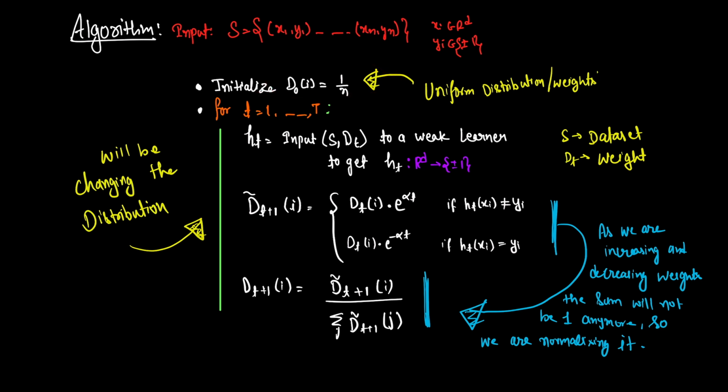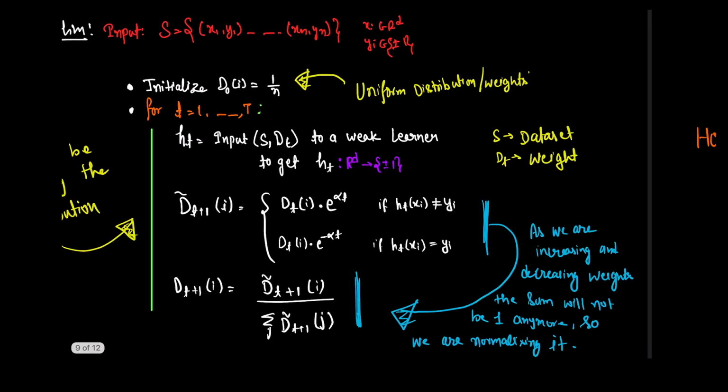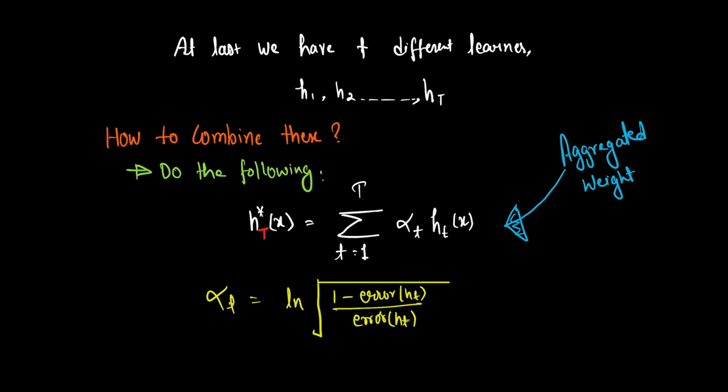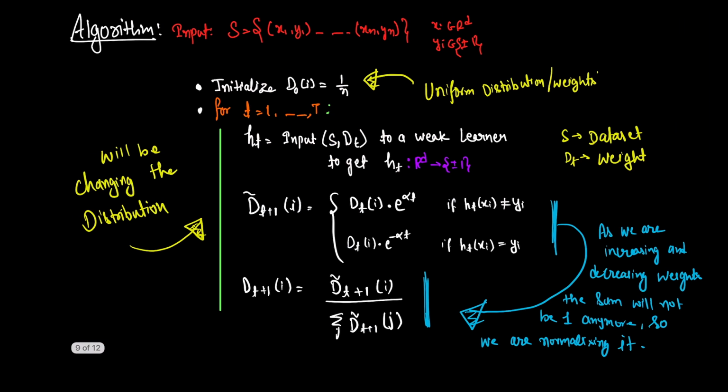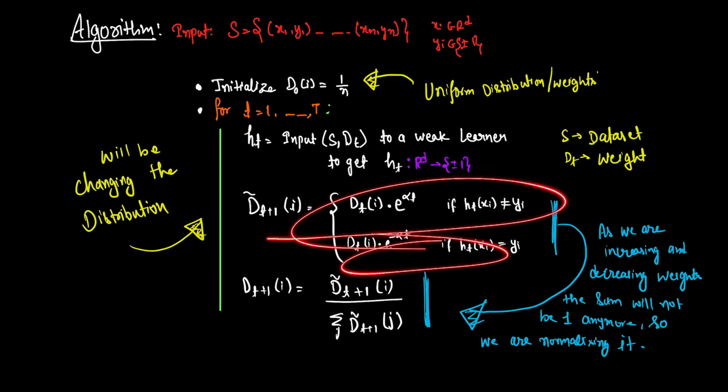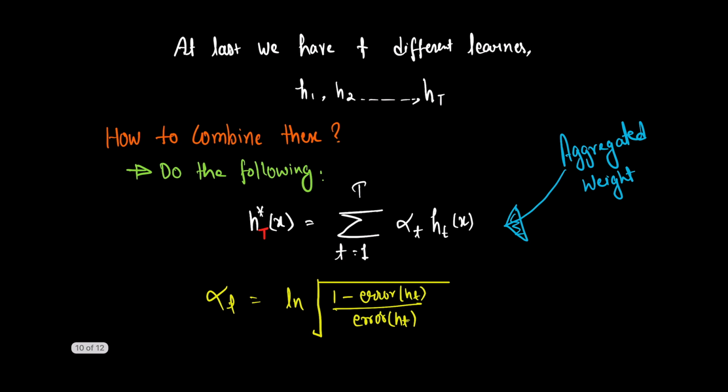Okay, we initialize the distribution, then we update this distribution accordingly, so we reach a good learner. At last we have T different learners, right? Each time we update, for each iteration we get some h_t, for which our distribution gets changed accordingly. After T iterations we will get T hs, that is T models. Now we have to combine, aggregate them. So how will we combine this? We will do the following.